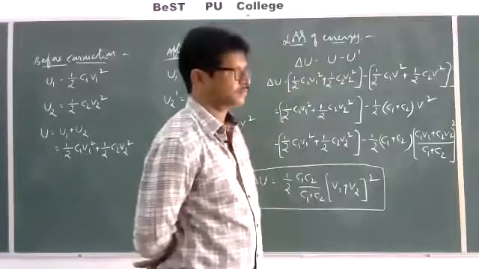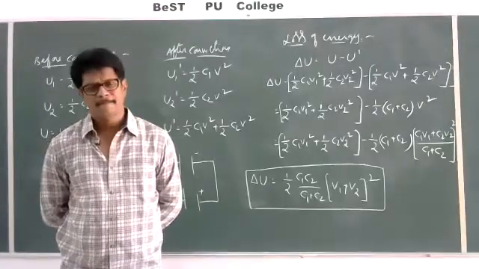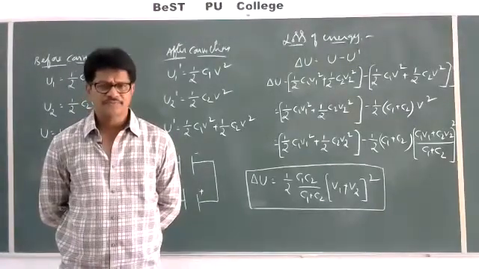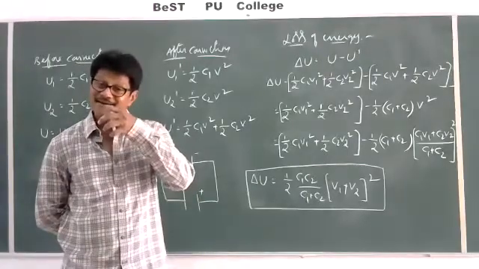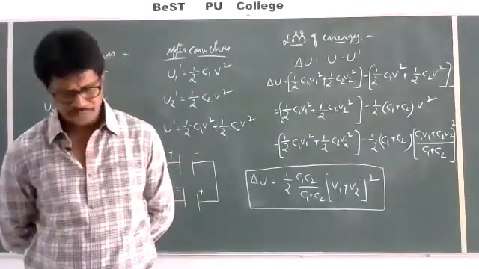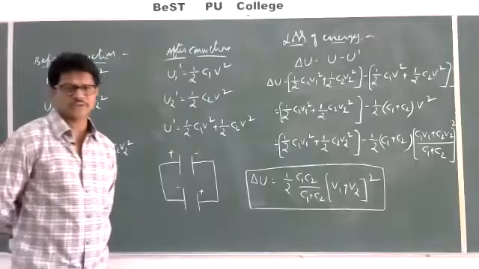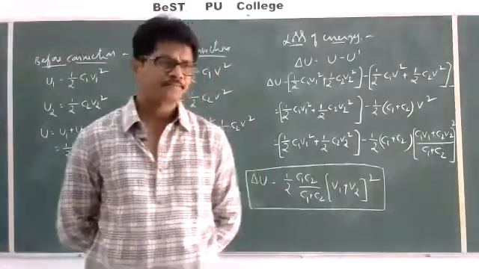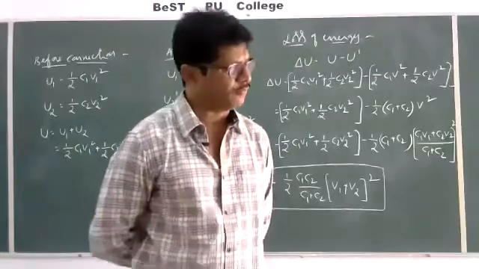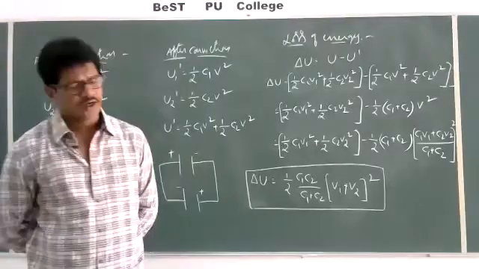Next point: an uncharged capacitor is connected to a similar charged capacitor of potential V.